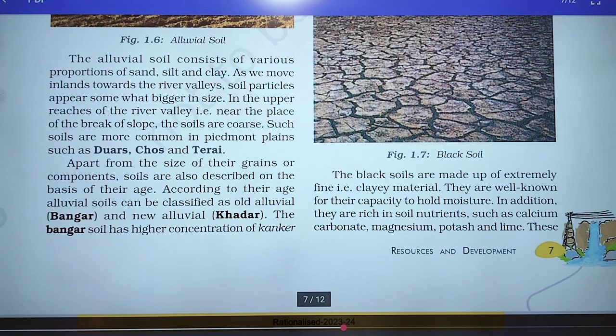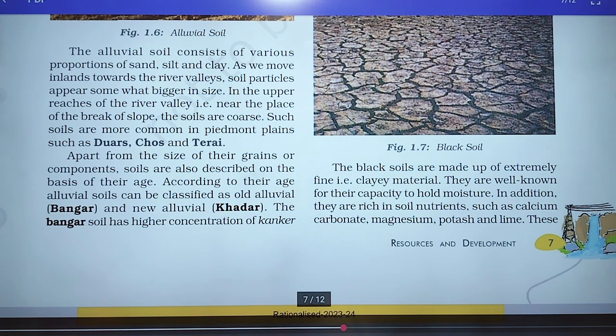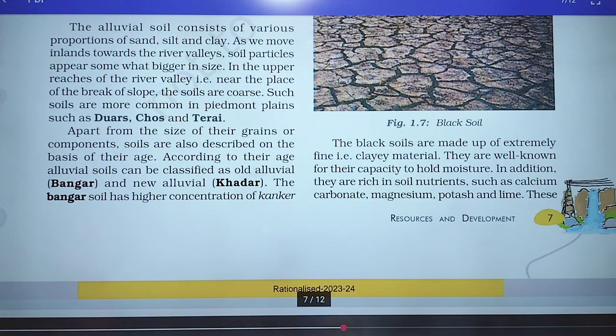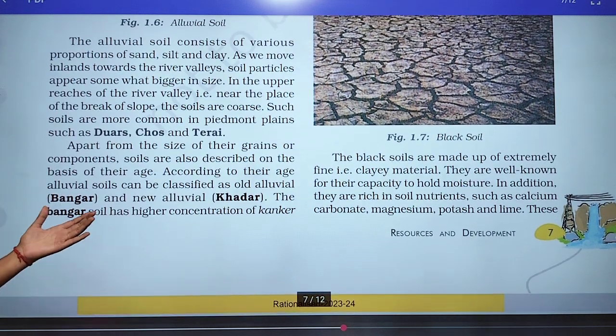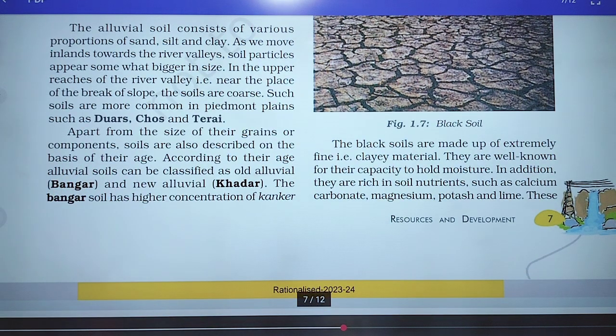Apart from the size of their grains or components, soils are also described on the basis of their age. According to their age, alluvial soil can be classified as old alluvial, called bangar, and new alluvial, called khadar.